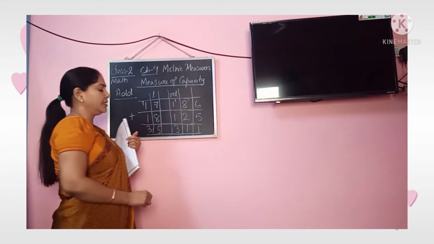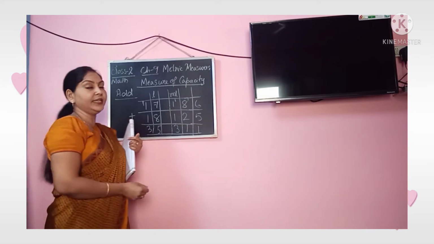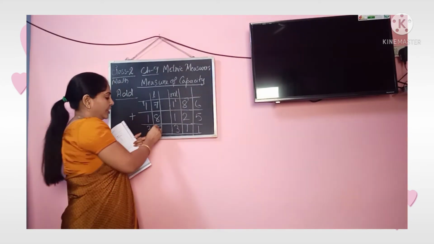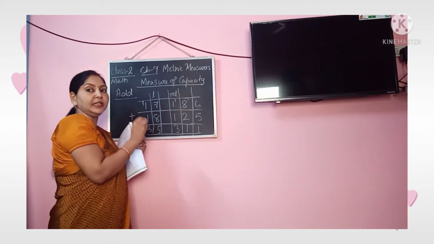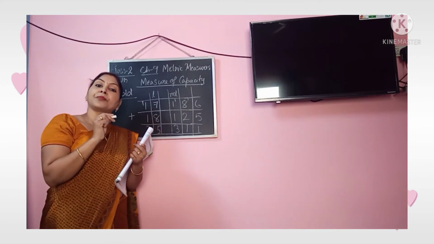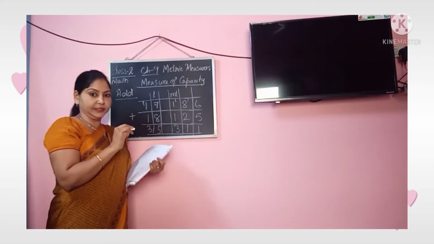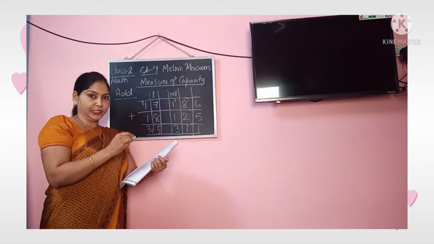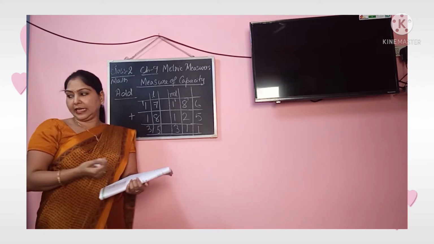So what is the answer? 35 liter, 311 milliliter. So when you write the answer, you write 35 liter, 311 milliliter. That's the answer. Similarly, we can do sums based on subtraction on capacity.